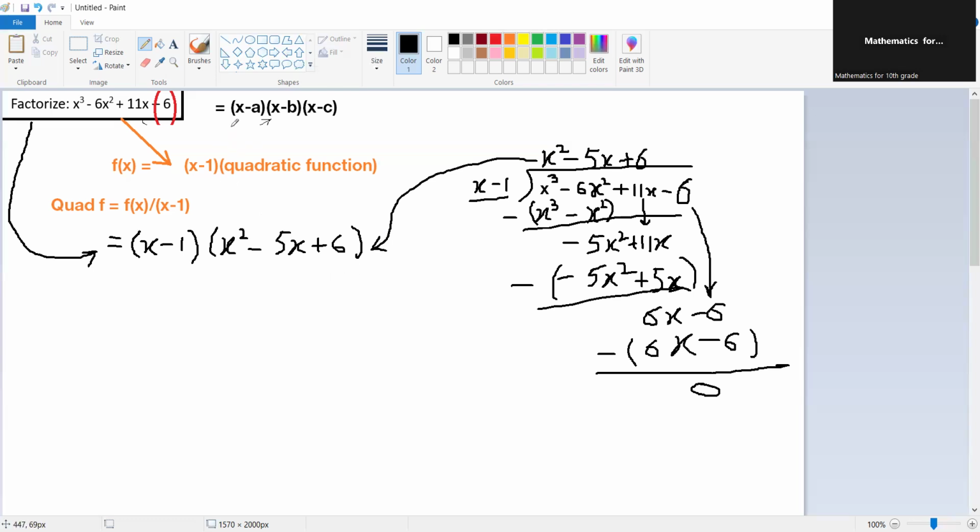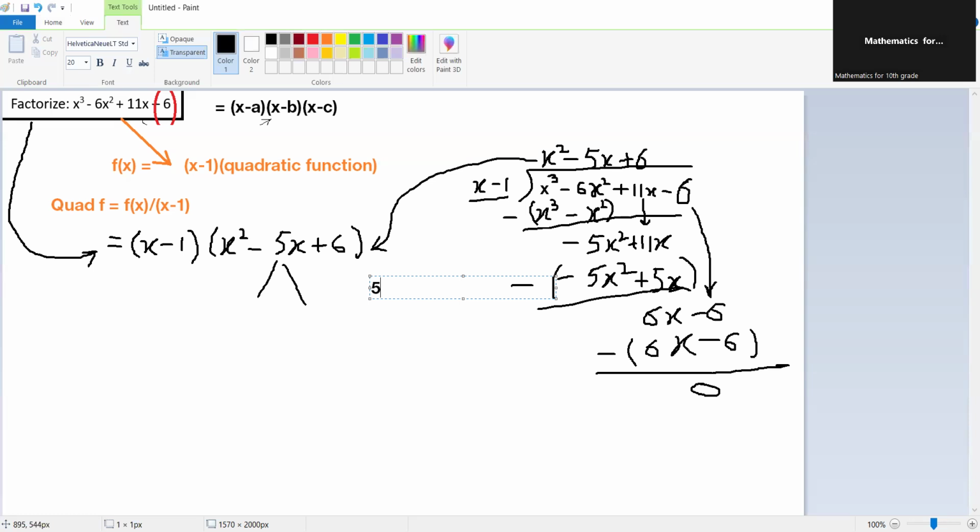But still it's not in the required format, so we need to further factorize the quadratic one, which is straightforward. We have to split the middle term, because the product is 6 into 1, where 1 is the coefficient of x square. 6 into 1 is 6, so we need to look for the factors of 6.